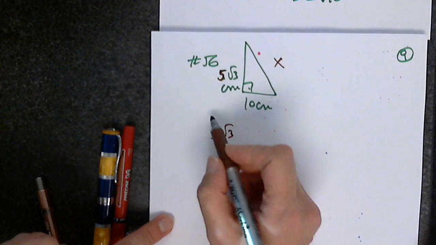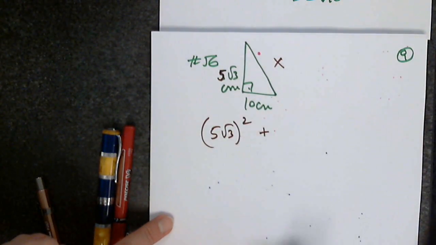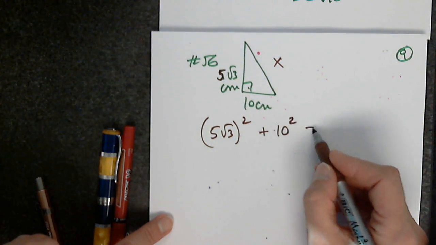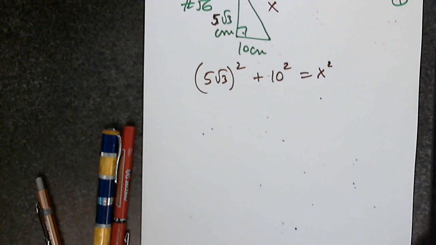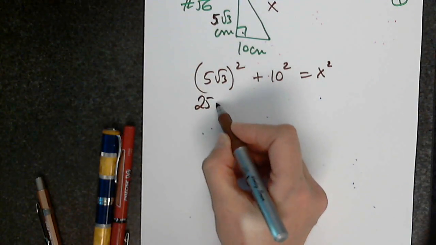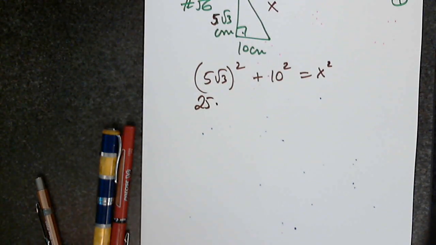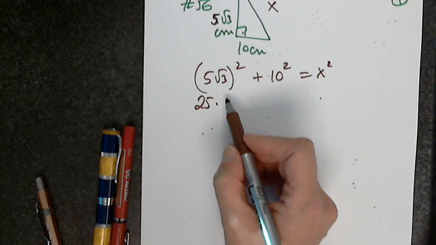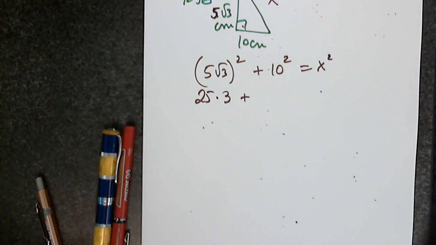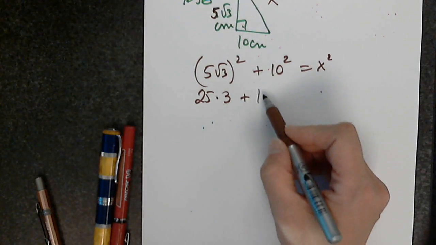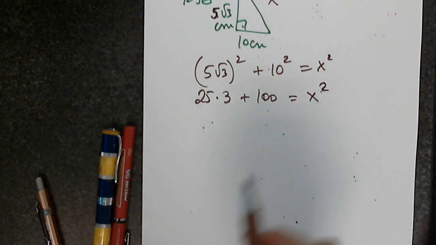So, square plus 1 square plus square. Very good. So now I have to square 5 times the square root of 3. What do I get? 25 indeed, times 3. Very good. Plus 10 squared. Very good. And that is x squared.